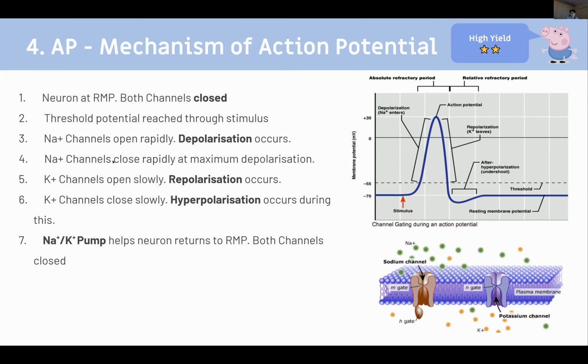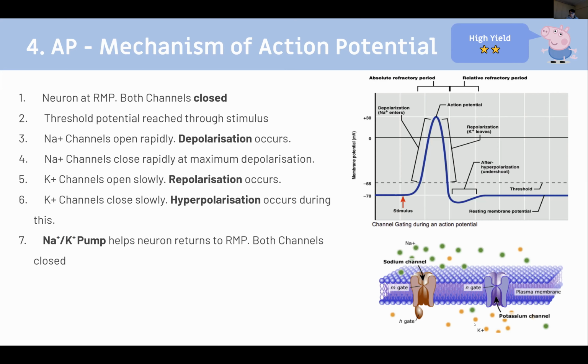So we said that our sodium channels close and open rapidly. As our membrane potential becomes more positive, this triggers our sodium channels to close, and we reach our maximum depolarization. At the same time, this positive voltage then triggers our potassium channels to open. So this happens more slowly.